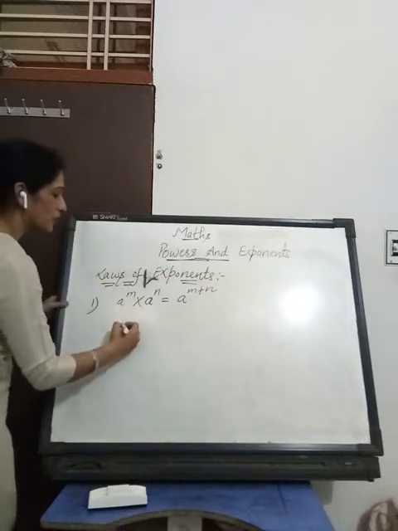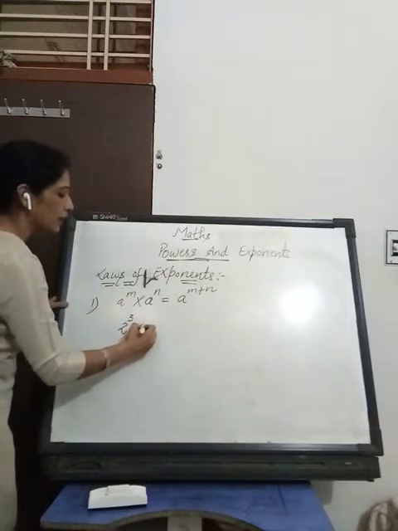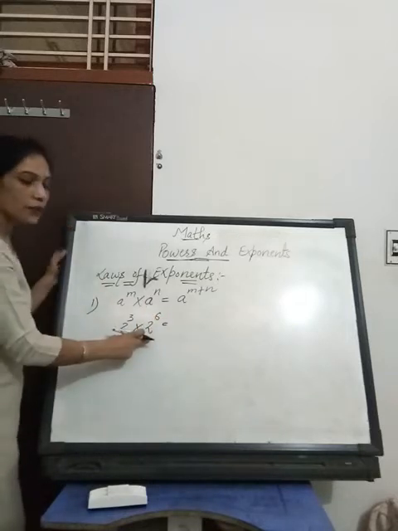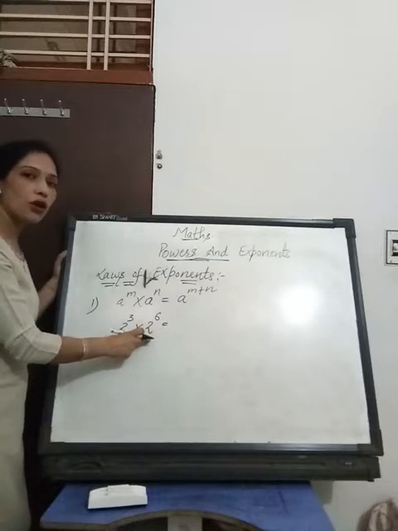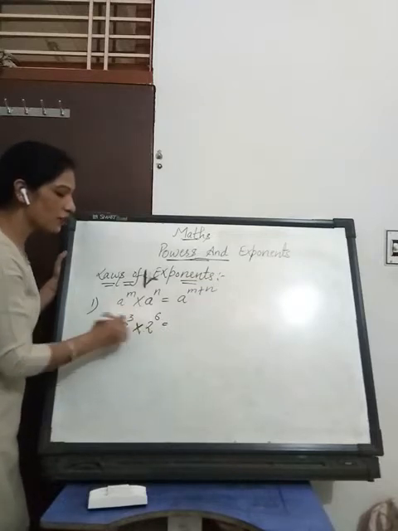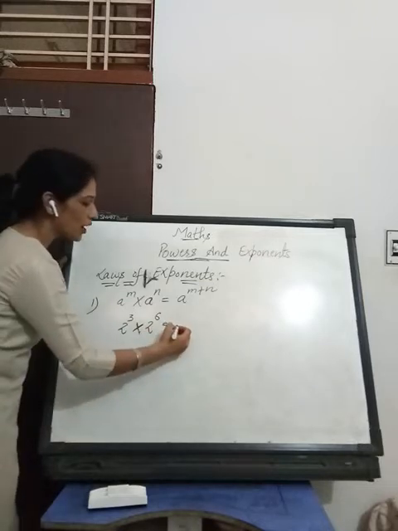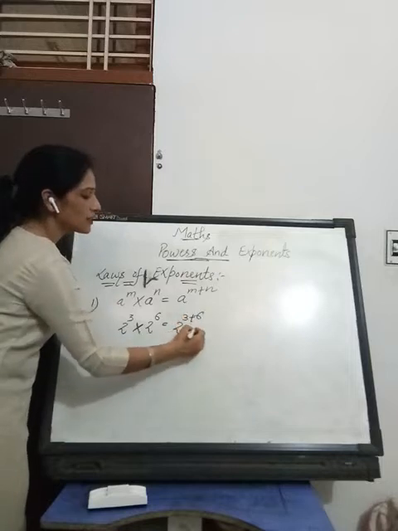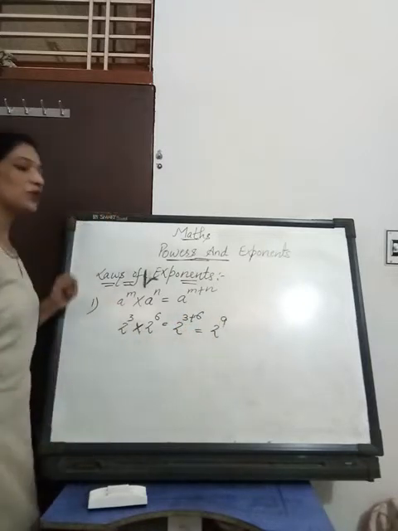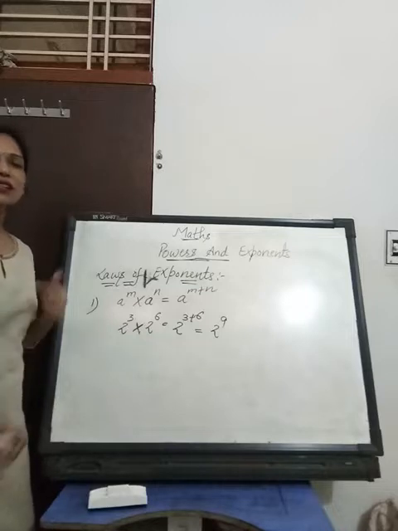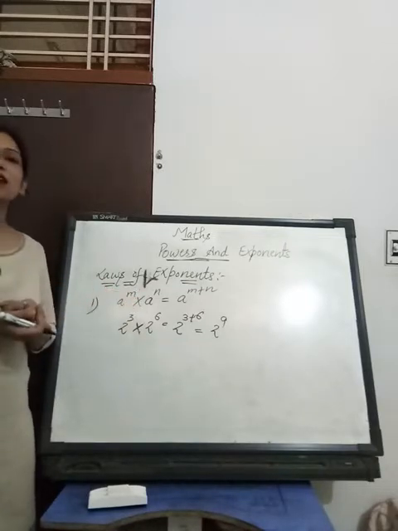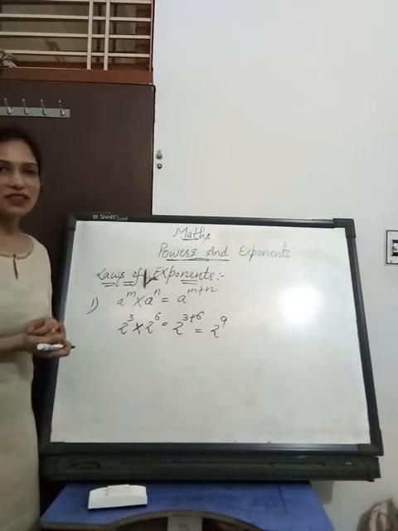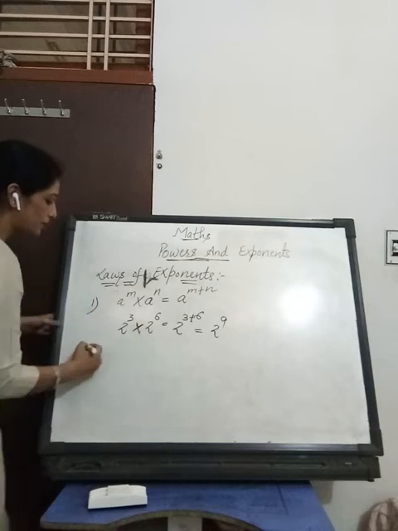For example, look here, the question is 2 raised to power 3 multiply 2 raised to power 6. So how will you solve it? Base are same, and according to the law, if base are same and there is a sign of multiplication in between the base, you have to add the powers. 3 plus 6 and your answer will be 2 raised to power 9. Clear to you all? What is the very first law? If base are same and there is a sign of multiplication in between the bases, you have to add the powers. Clear?